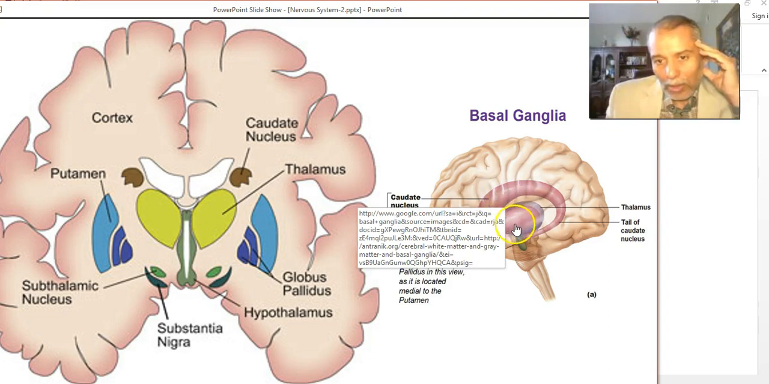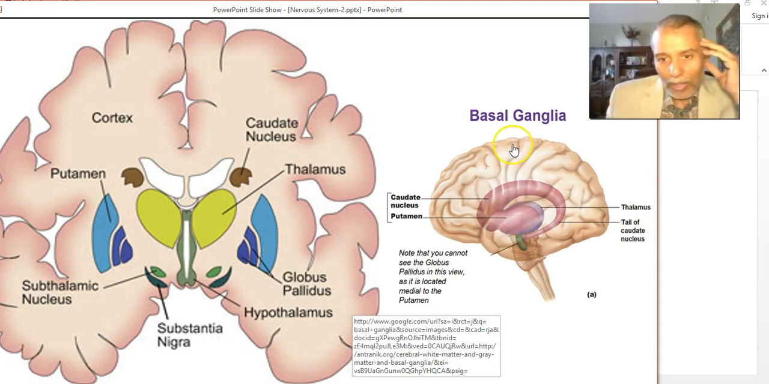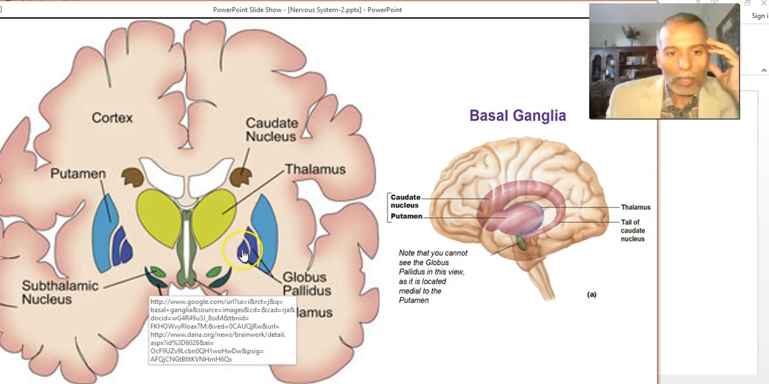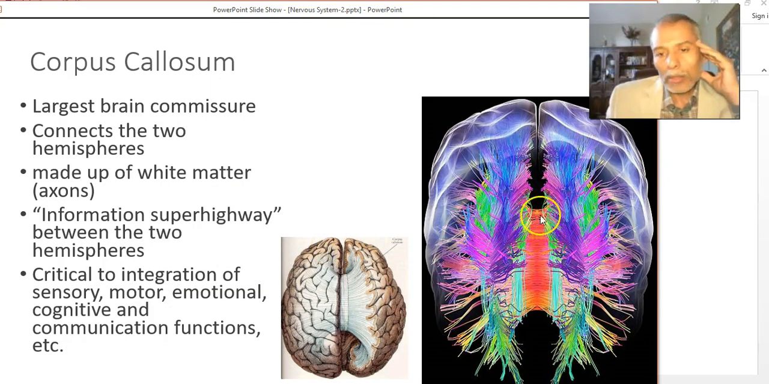These structures that are shown here are the basal ganglia. When they are cut, then you would see parts of them here. These are the basal ganglia. And here's the thalamus. Sorry for that annoying thing that pops up. And then you have the corpus callosum that connects left and right hemispheres. So here's the corpus callosum.